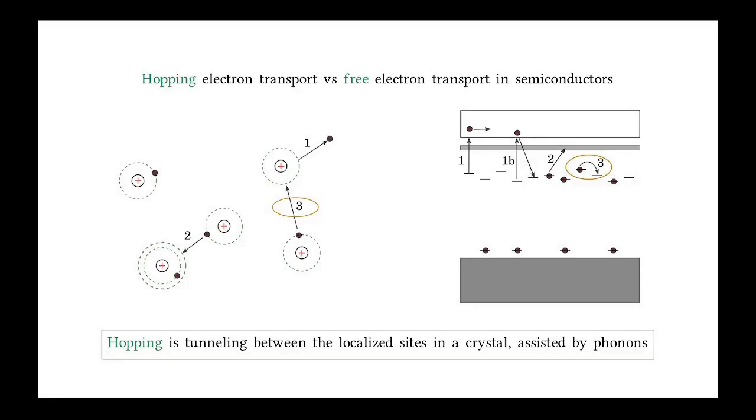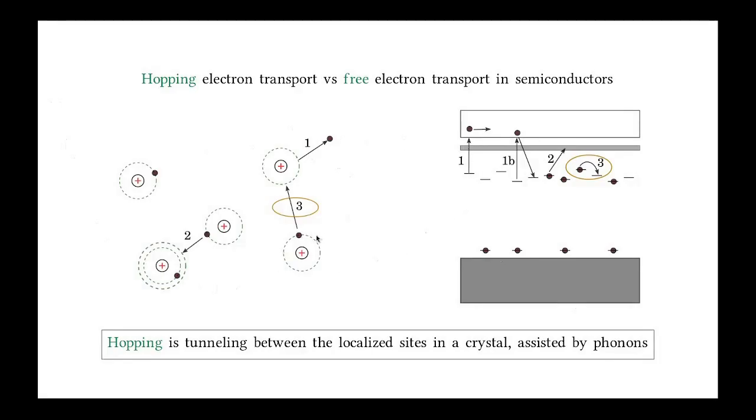Usually in semiconductors, the conductivity is controlled by point defects, as shown here. These defects contain loosely bound electrons which can detach and propagate in the crystal as a free particle. This process is shown as process number 1 in the crystal lattice diagram on the left and on the energy diagram on the right.